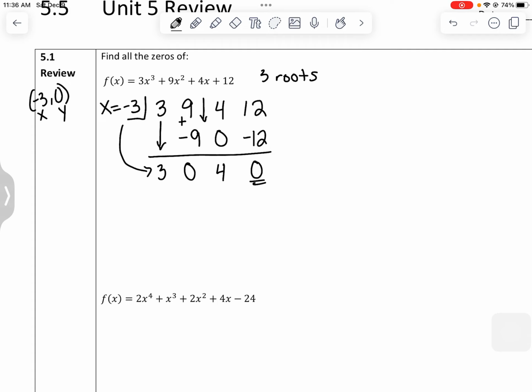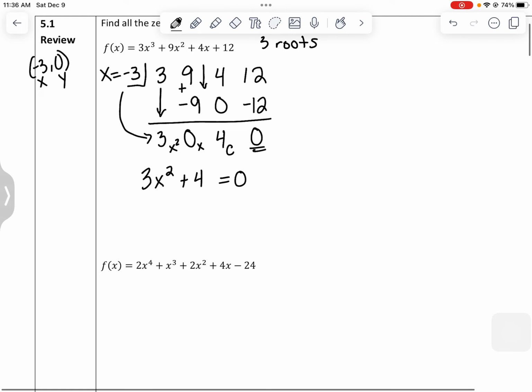So we're looking for the x's that make the equation equal to 0. So now we had an x to the third, and we divided by 1x, and so we're down to an x squared, and then this would be an x, and this would be your constant term. So now you can write that out as 3x squared plus 4 equals 0. And then we're going to go ahead and finish solving for x.